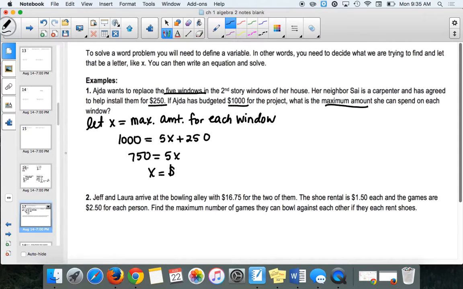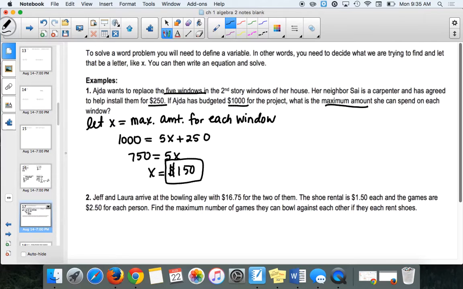What do we get when we divide by 5? Do you guys know? Yeah, 150. So that means that when she's searching for windows, she doesn't want to spend more than 150 for each window because then she's going over budget, right? So she's kind of keeping that 150. That's my max amount for each window as she's looking.